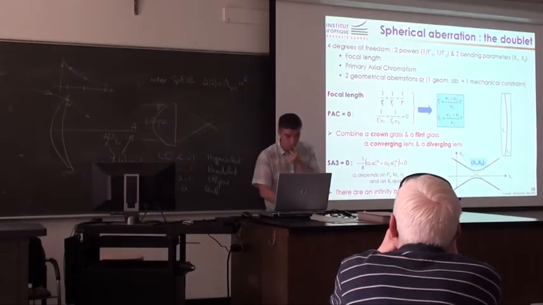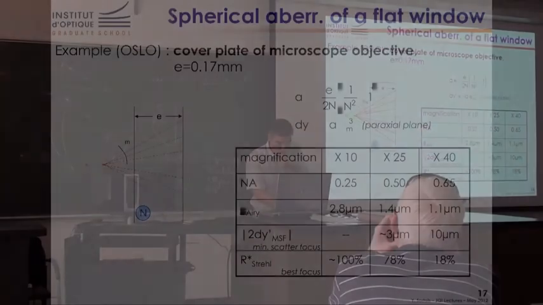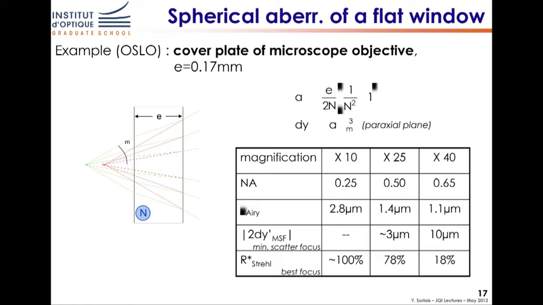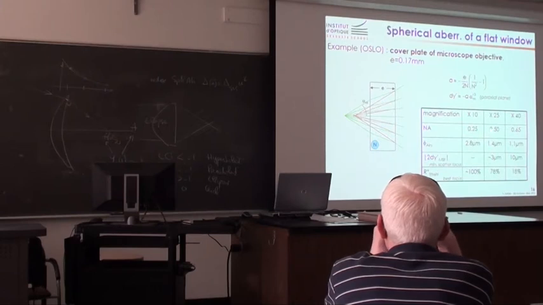Okay. So the three minutes left are dedicated to the first problem I mentioned. The cover plate of a microscope objective, which has typically a thickness e equal to 0.17 millimeter. One can calculate the spherical aberration coefficient. It is linear with the thickness and varies with refraction index. Typically, microscope objectives have magnifications ranging from 10 to 40, with numerical apertures going from 0.25 to 0.65. Here is the diameter of the Airy pattern associated with these numerical apertures.